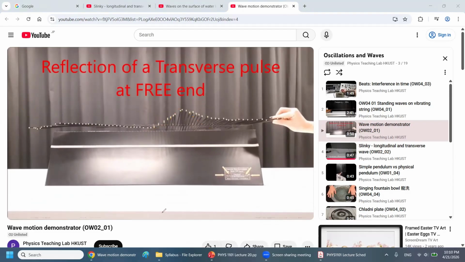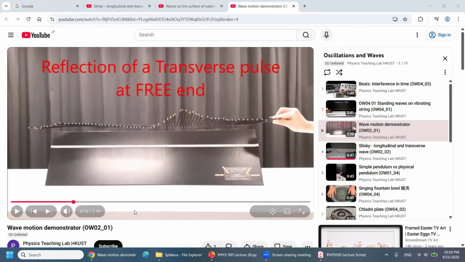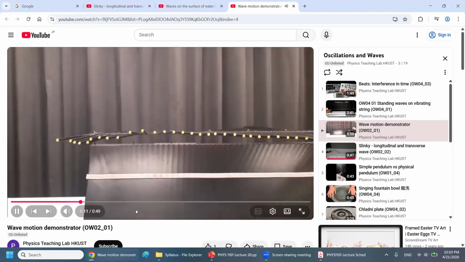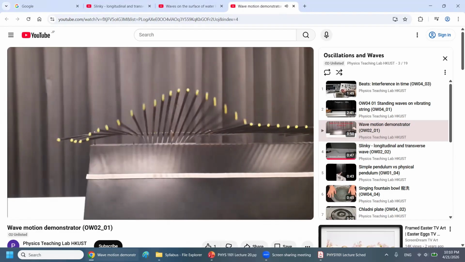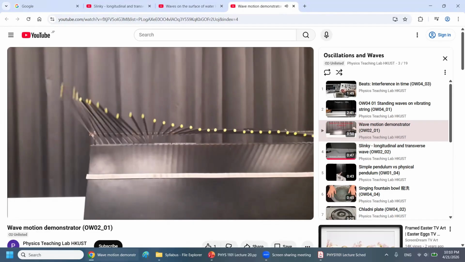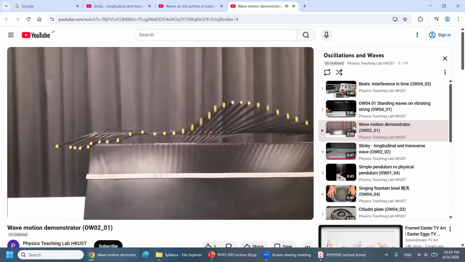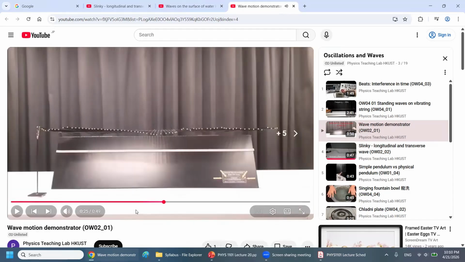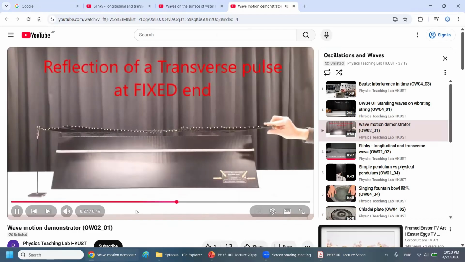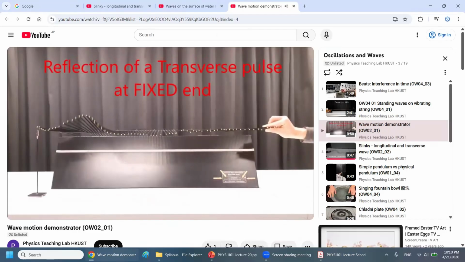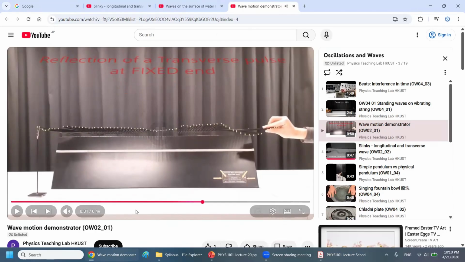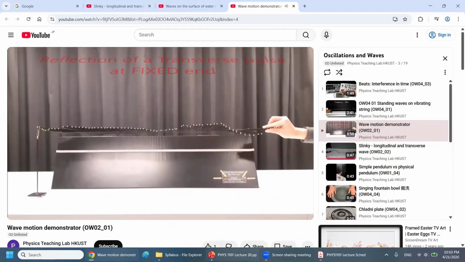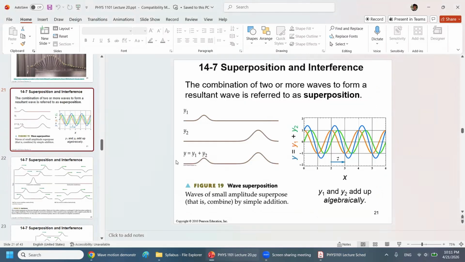Okay, so there's a distinction between the wave reflection at a free end. This is free end. It keeps positive, and then there is this thing, wave reflection at fixed end. Fixed end, it will be inverted because there is a force towards downward. Okay.